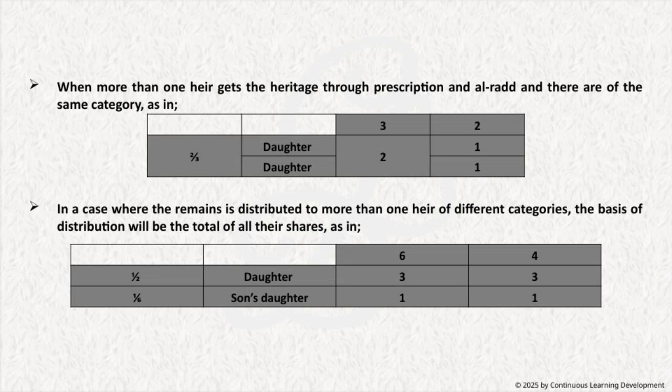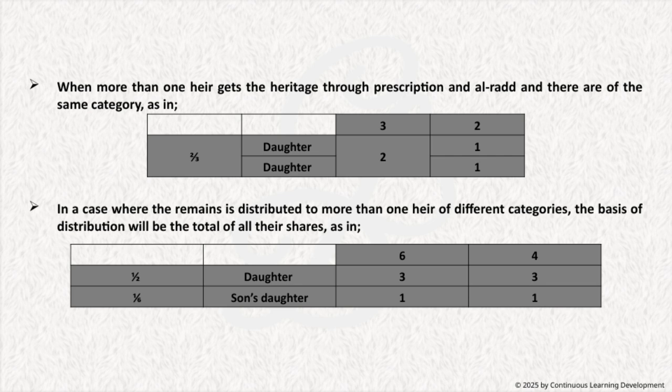Let's take a closer look at how inheritance is distributed when multiple heirs are involved. As you can see here, we have different categories of heirs, such as daughters and grandchildren, with their respective shares. When more than one heir inherits through prescription or Radd, and they belong to the same category, the shares are combined and distributed equally among them. This is important because it ensures fairness when heirs of the same type are involved.